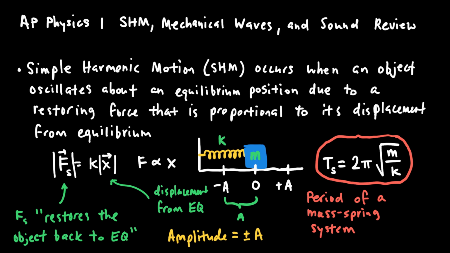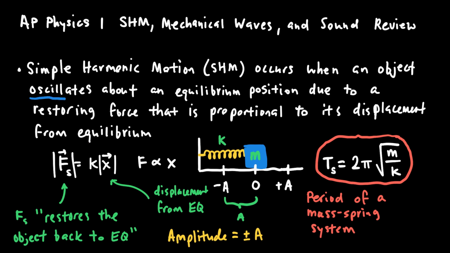Simple harmonic motion occurs when an object is oscillating back and forth about an equilibrium position due to some restoring force. And that restoring force needs to be proportional to the object's displacement from equilibrium in order for it to be simple harmonic motion. And so there are a few things there that I want to point out.